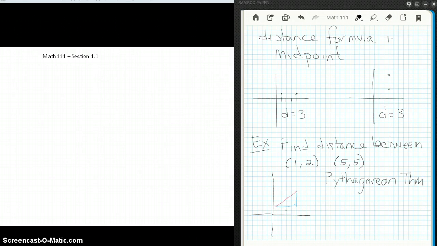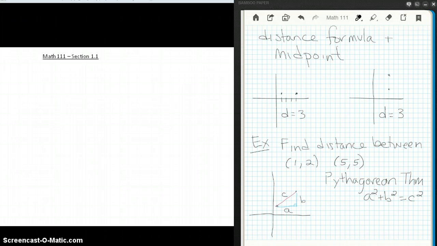If you sum the squares of the legs of the right triangle, you get the square of the hypotenuse. You probably remember it as a squared plus b squared equals c squared, where a and b are the sides of the right triangle and c is the hypotenuse. This would be a, this would be b, and this would be c. I can find c if I know a and b. Notice a is a horizontal length and b is a vertical length.